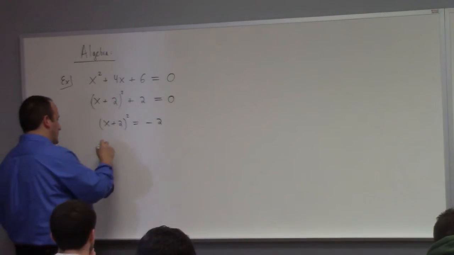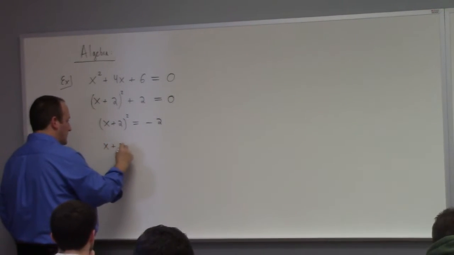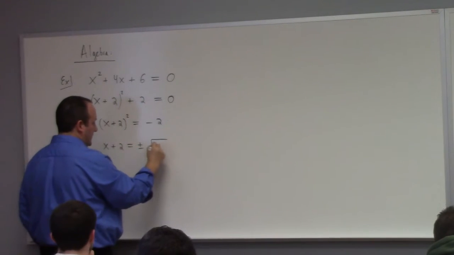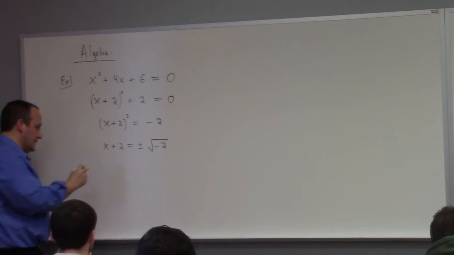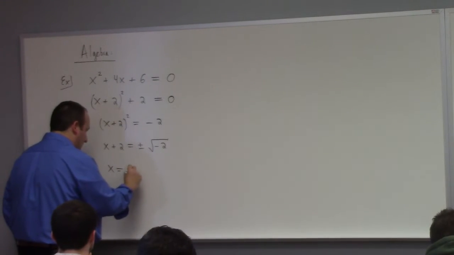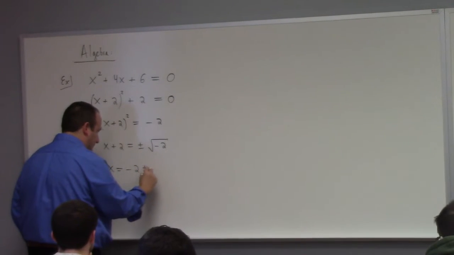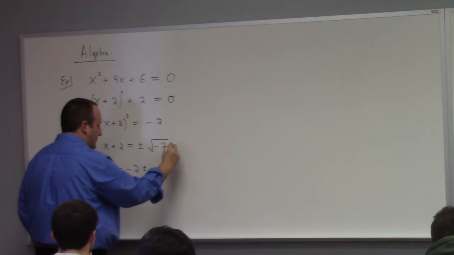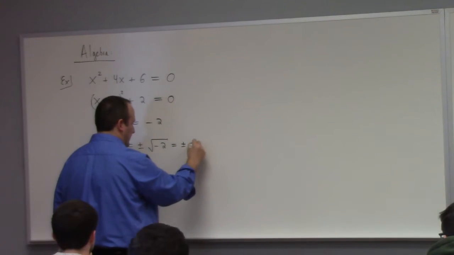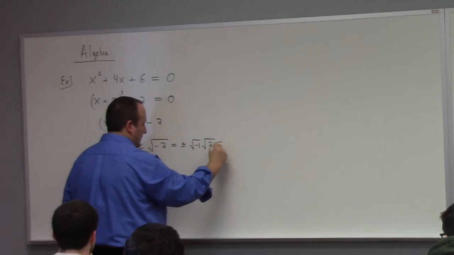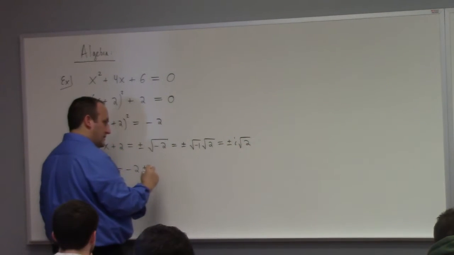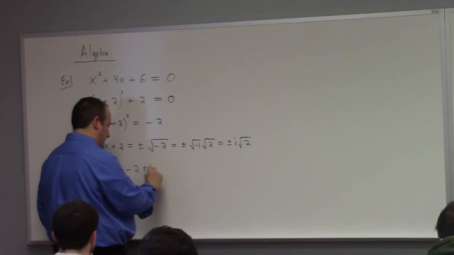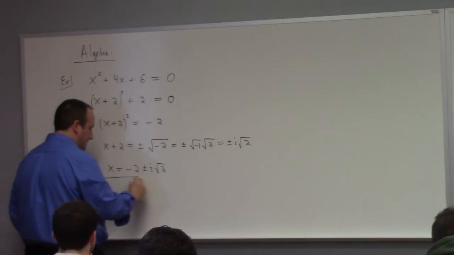And then it happens that x plus 2 is equal to plus or minus the square root of minus 2. In short, the solution is minus 2 plus or minus, by the way, we can rewrite that as plus or minus the square root of minus 1 times the square root of 2, otherwise known as plus or minus i times the square root of 2. So we get minus 2 plus or minus i times root 2, right?